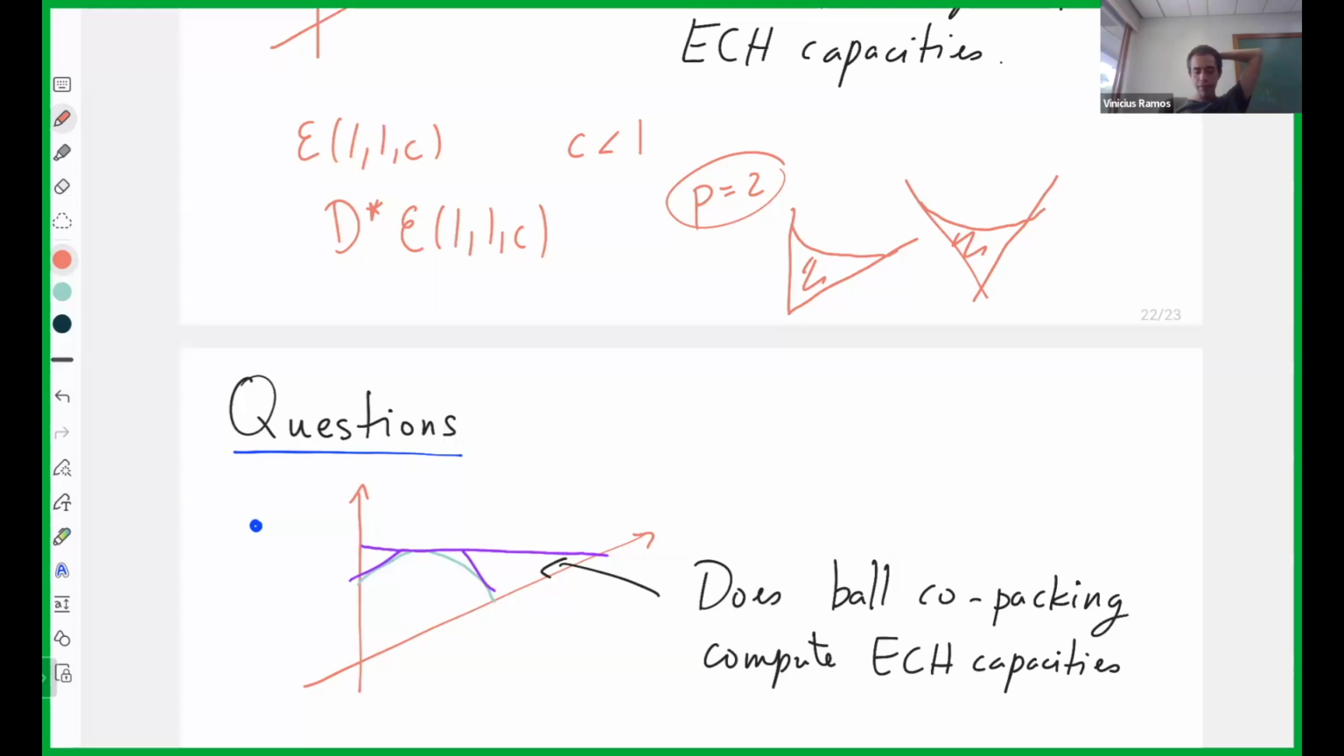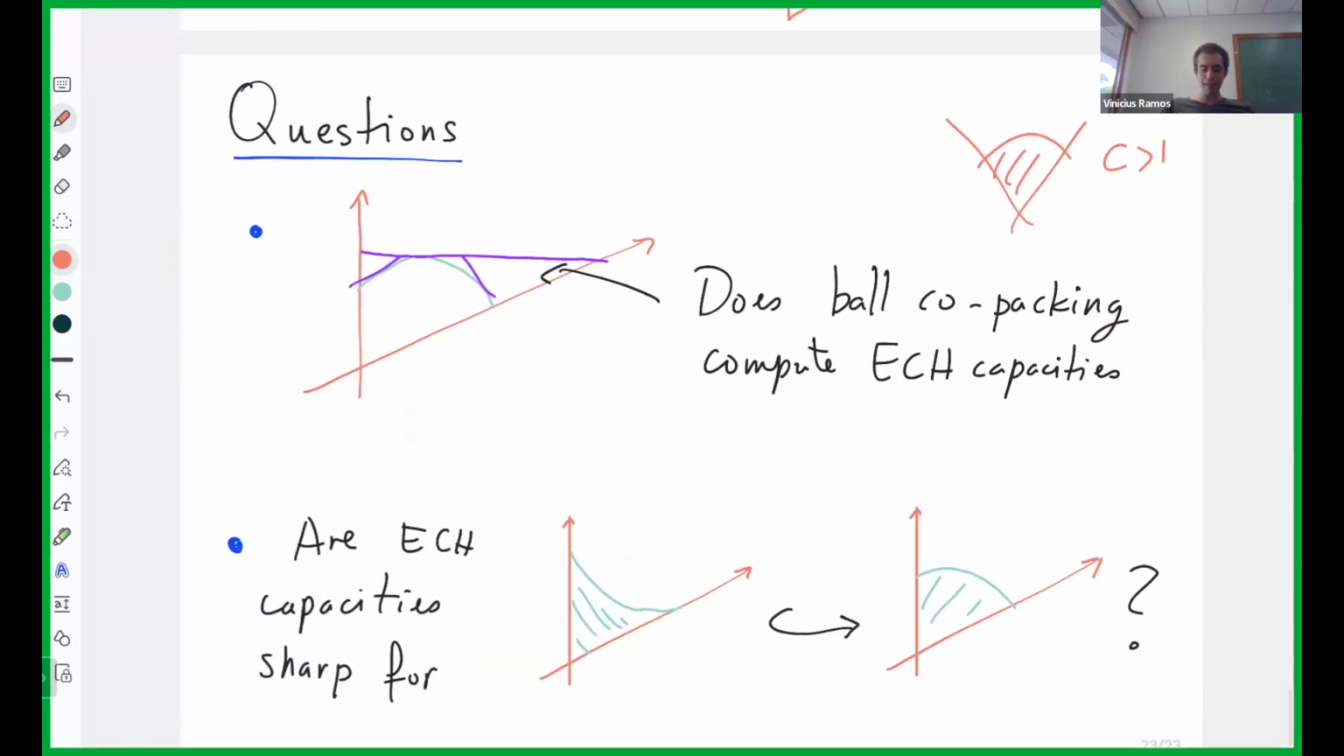I guess it's still not known if you can do the same thing for this lens space version of the toric domains for a convex one. So this would be what we would need to compute the ECH capacities of this bundle of the ellipsoid of revolution when c is greater than 1, because for that case we have a convex domain. So I think that's probably true, but I'm not sure.